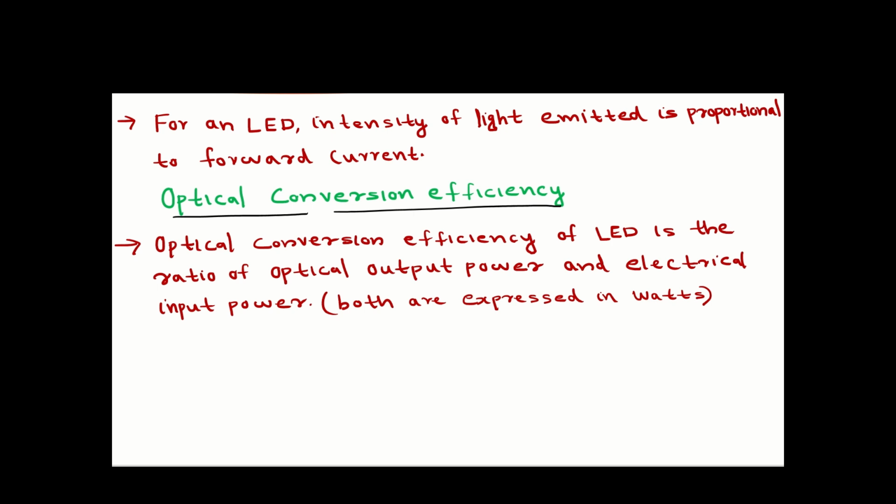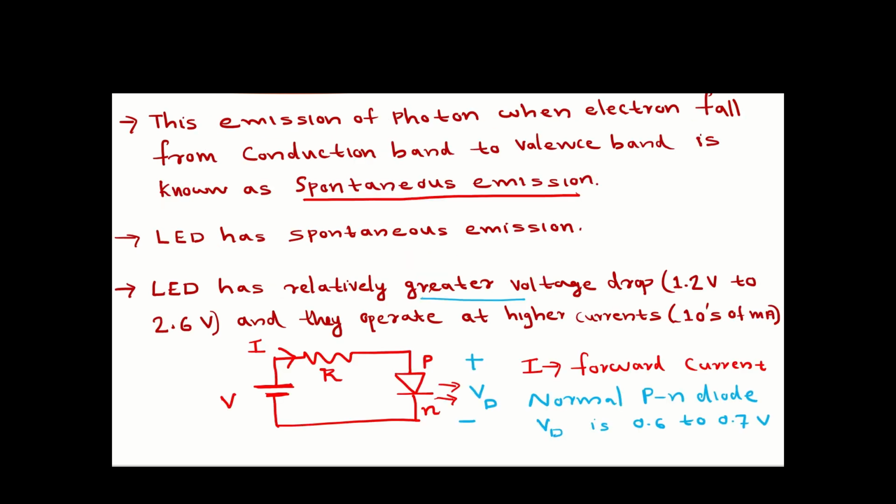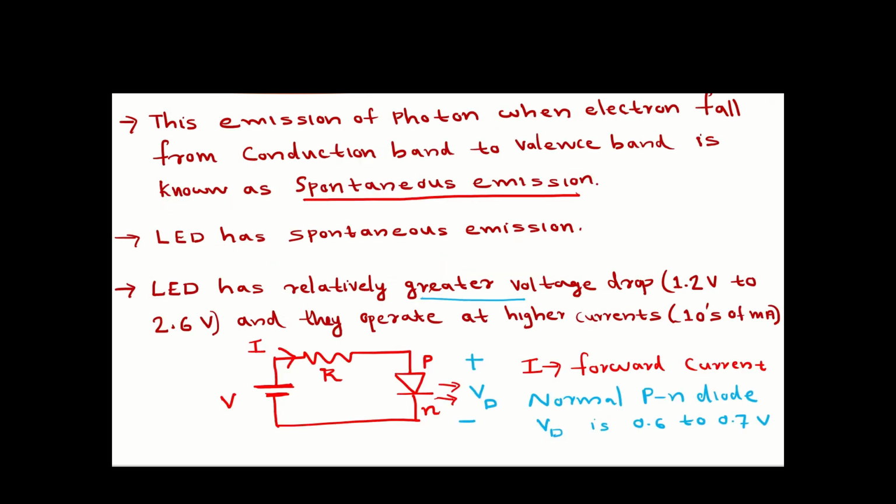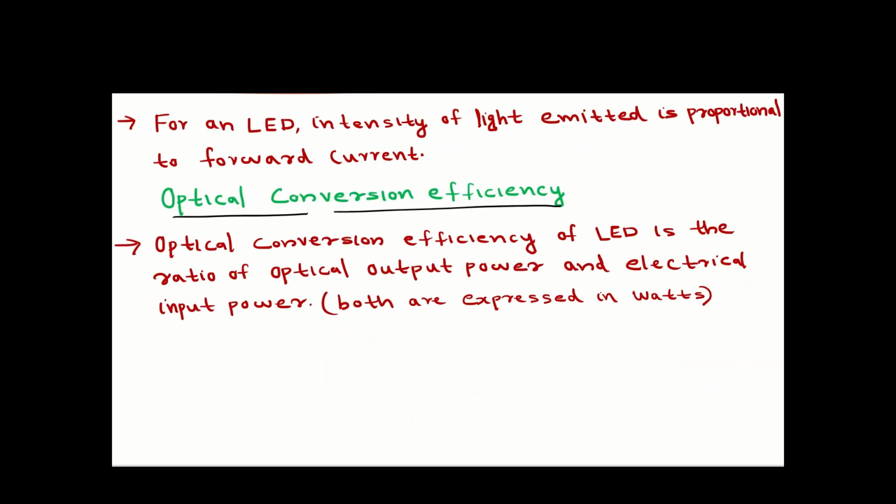The next parameter is optical conversion efficiency. Efficiency means output divided by input. Here, the optical conversion efficiency of an LED is the ratio of optical output power and electrical input power, because in the case of an LED, the output is light. So the output power is an optical parameter. Then in the case of an LED, the input is the supply voltage, an electrical parameter. So the input power is electrical power. Both are expressed in watts.